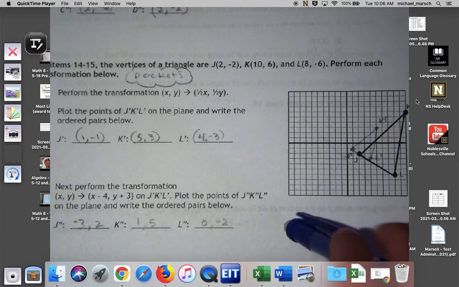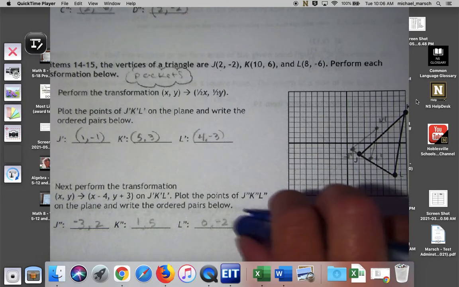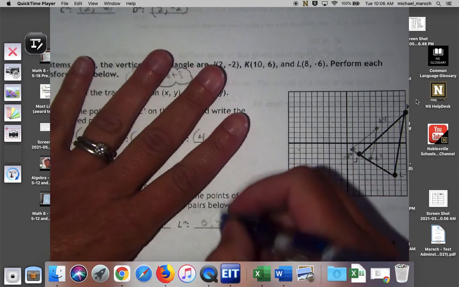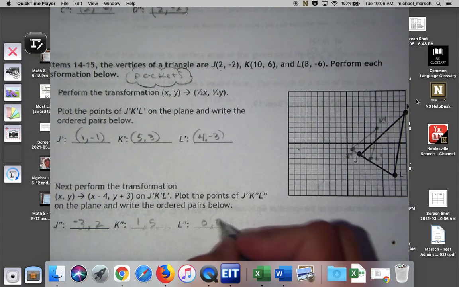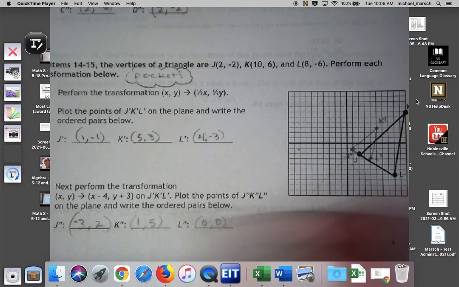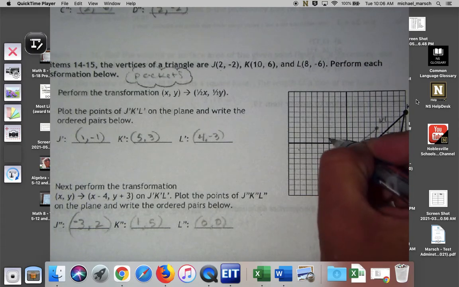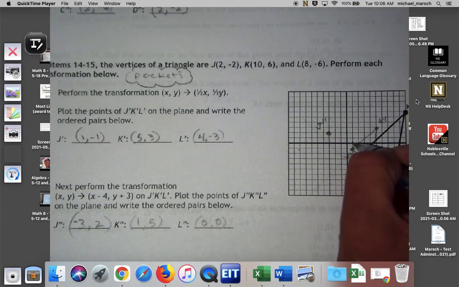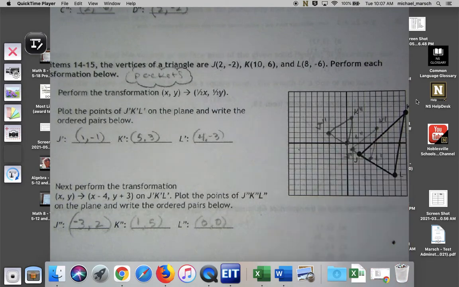and this is going to be 0, 0. So -3 up 2 is going to give me J prime prime. 1 up 5, K prime prime, and 0, 0 give me L prime prime. All right, so there you have it. I shrunk it down and then I shifted it left and up.